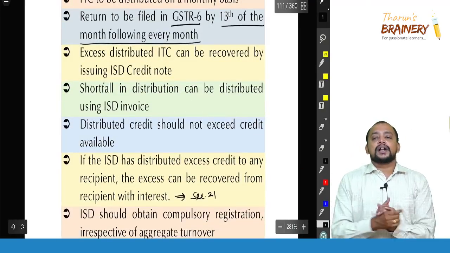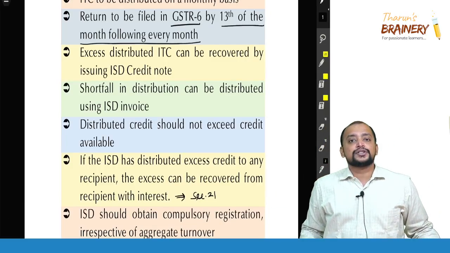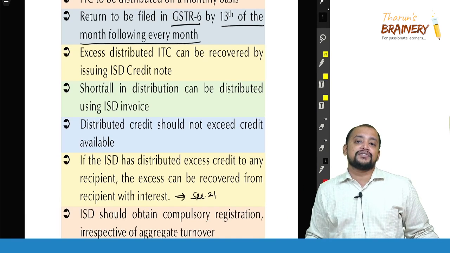So, with this we have completed all the important points related to input tax credit. Therefore, section 16 to section 21 we have completed.